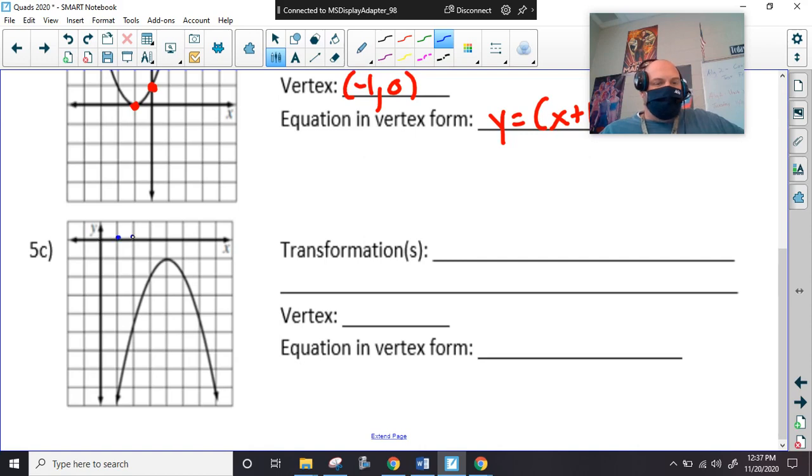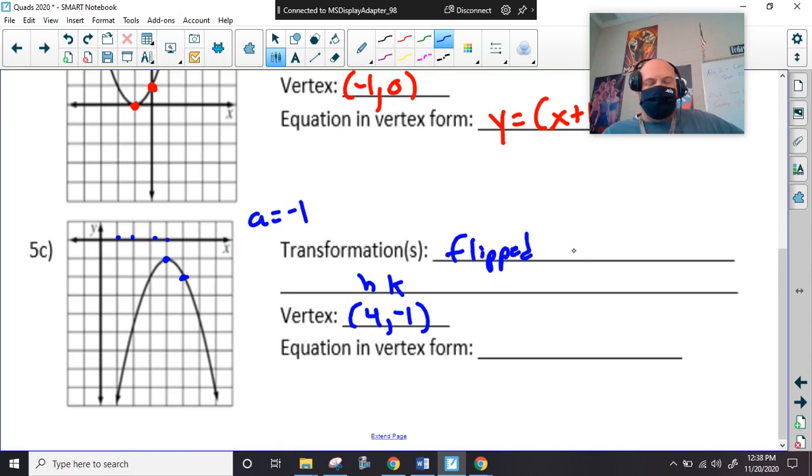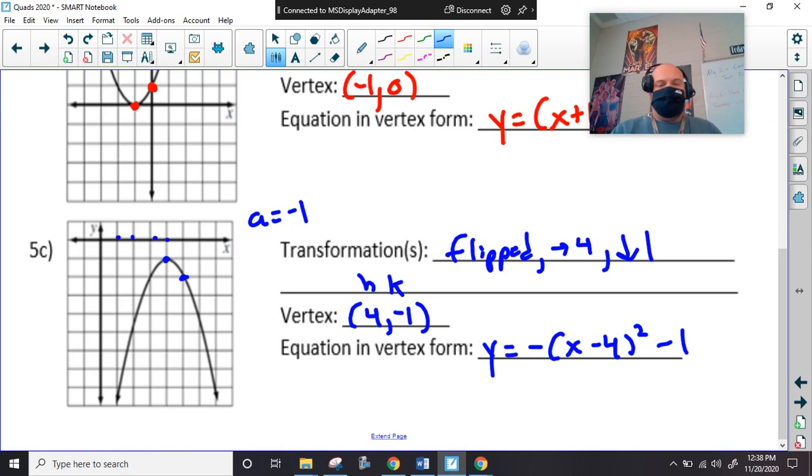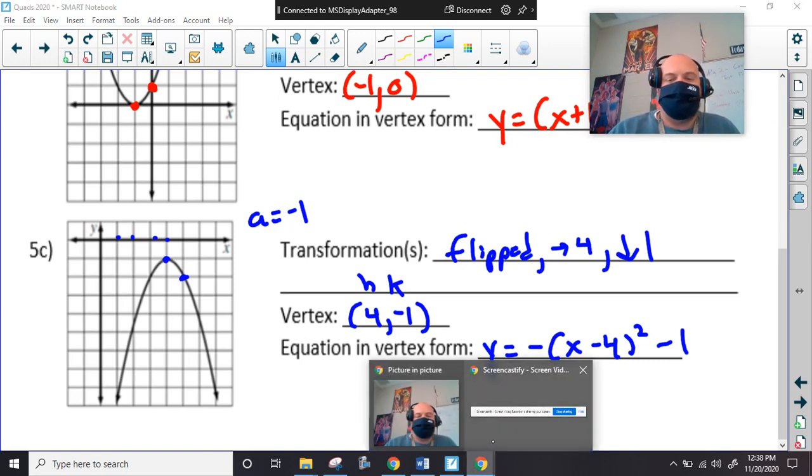All right, looks like 1, 2, 3, 4, down 1. So 4, -1. This is our H, this is our K. And to find our A, we go from here to here. So our A is -1. So it is flipped or rotated. We went to the right 4 and down 1. So our equation would look like this. All right, and thus endeth the lesson.